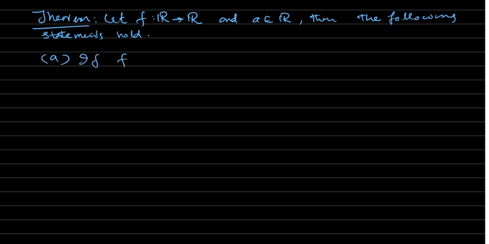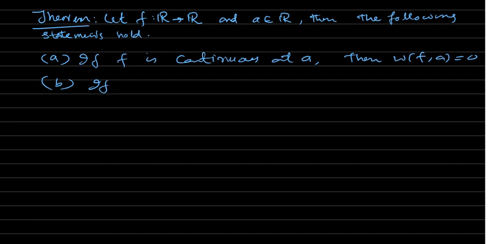if f is continuous at A, then the oscillation of f at A must be equal to 0. And if it's not continuous at A, then the oscillation is positive. That means f is continuous at A if and only if the oscillation is equal to 0. This is actually the theorem. If f is not continuous at A, then the oscillation of f at A is positive.